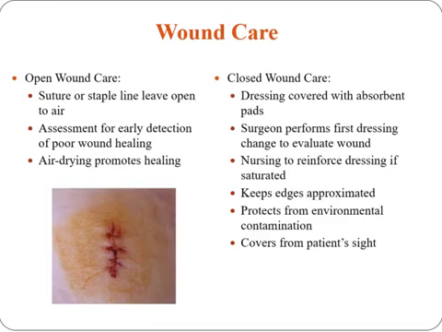So closed wound care, so that means it's going to be covered. So dressings are covered. Oftentimes these are for wet wounds. So dressings covered with absorbent pads. So if it's a surgical patient, usually the surgeon always does the first dressing change. So they want to look at the wound. And then nursing will do the dressing changes after that. So if you have a post-op patient that has a still surgical dressing on there, usually it's an OR dressing. It's usually silver or white. You'll see when you get to clinical what the surgical dressings look like. They are different than the floor dressings.